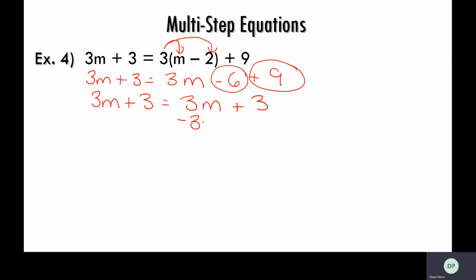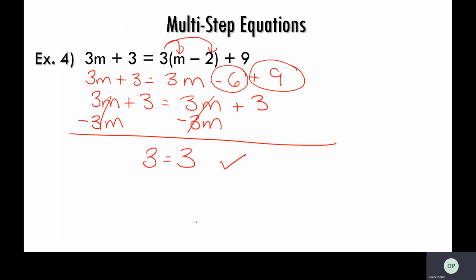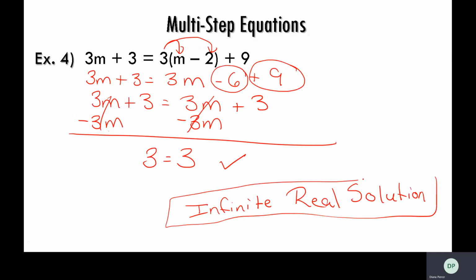I would then move my variable over to one side. What happens, I'm left with a +3 equals a +3. That's true. So this is infinite real solutions. Now, sometimes you don't even need to do all this work.